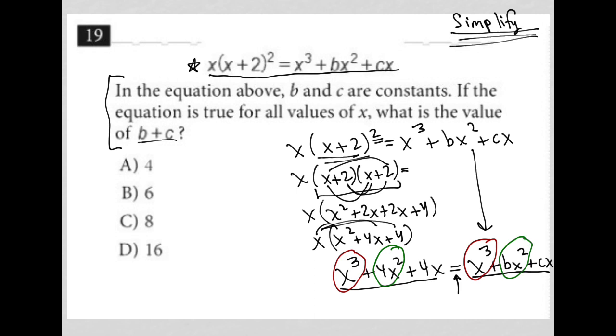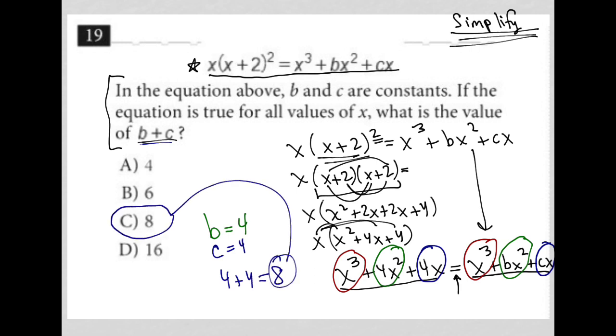Well, what does that mean? That tells me that b is equal, or must be equal, to 4, right? Because they go together. They are equal. These two expressions on either side of the equal sign must be equal to each other. Lastly, I have 4x, which must be equal to cx, and therefore c must equal 4. So now it becomes apparent, b plus c, well, that's just going to be 4 plus 4, which is 8. And therefore, the answer is choice C.